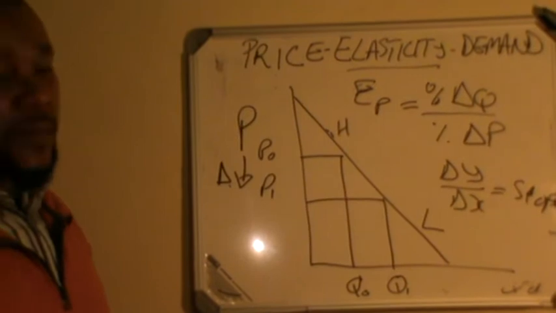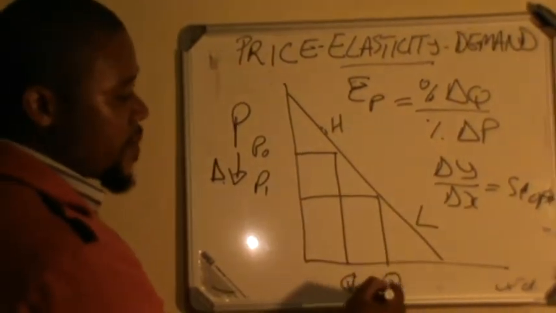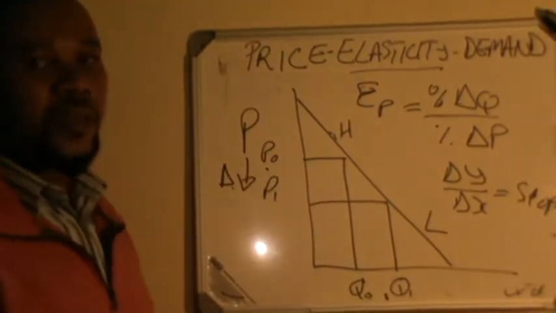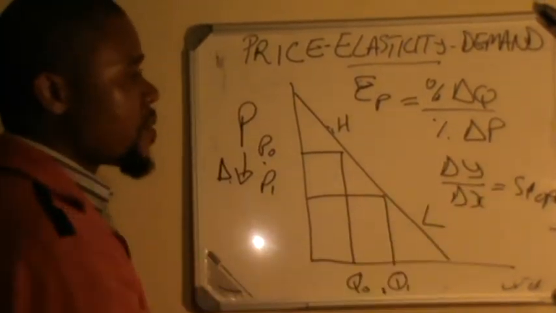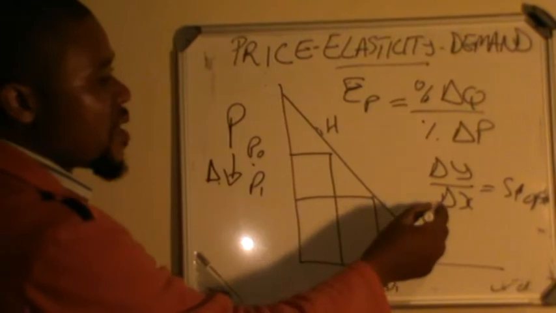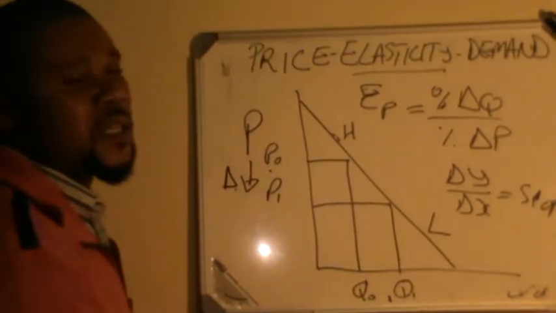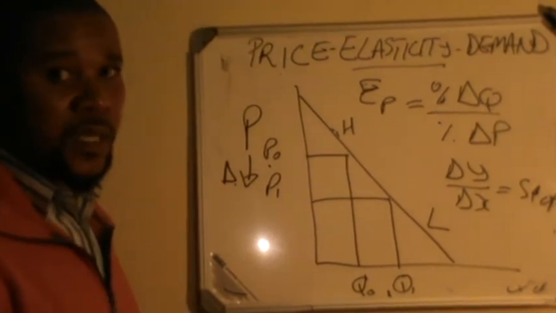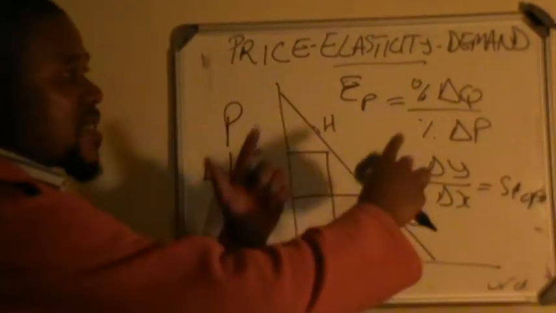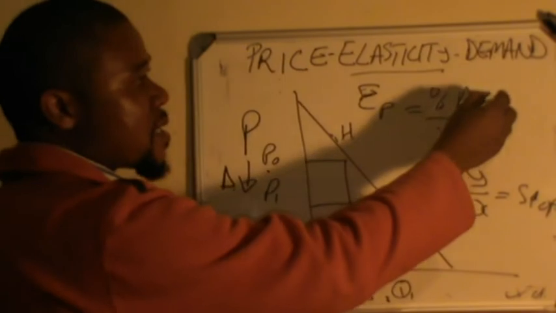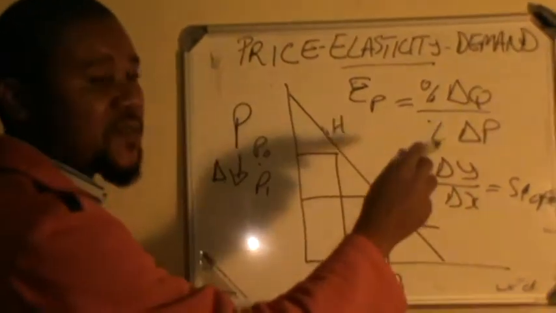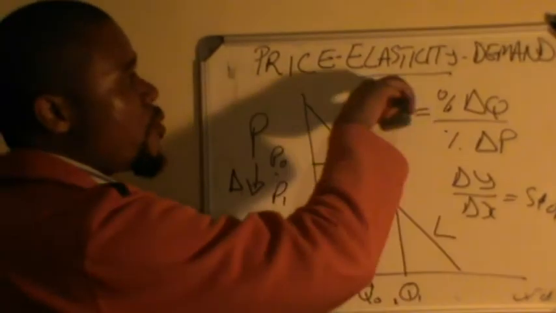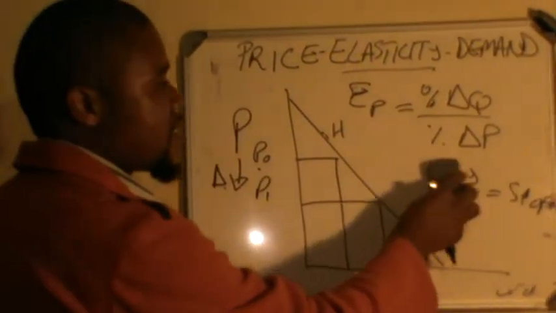Price elasticity of demand is the percentage change in quantity over the percentage change in price, whilst the slope is the change in price over the change in the x variable. That is also very important. Do not mix them up. So we've got a percentage change in the x variable over a percentage change in the y variable when we are measuring the price elasticity of demand.